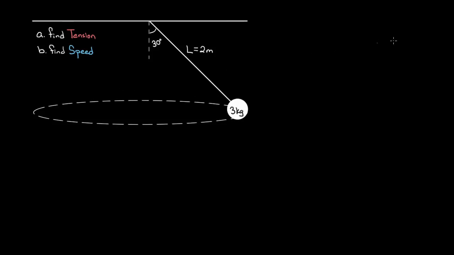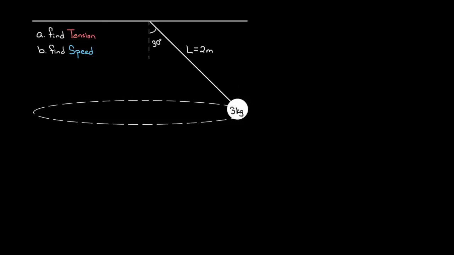So if you were to view this thing from above or below, it'd look something like this. You'd see the ball tracing out a perfect circle if you were looking at this from right below. And the question I want to ask is two things. What is the tension in the rope? And what has to be the speed of the mass?